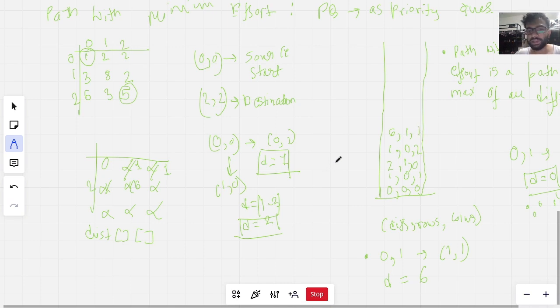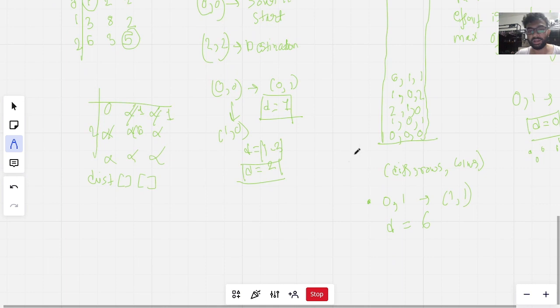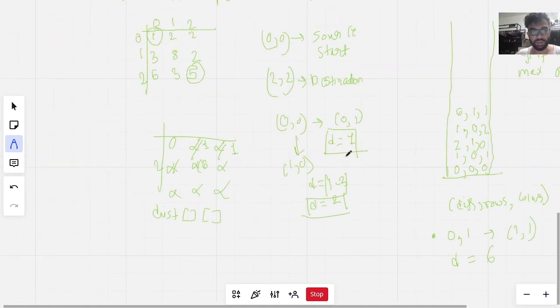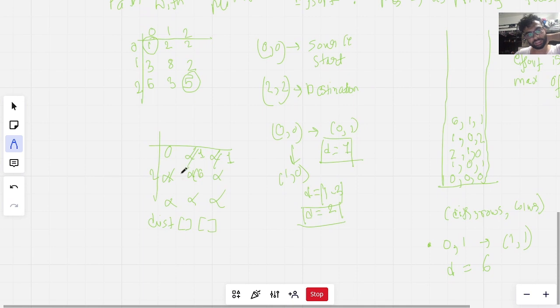Now let's come to another iteration, which is 5. Say for example we are moving from 3 to 5. What will be the minimum difference? 3 minus 5 is 2, so I will write it over here as 2. And again from 3 to 8, say for example we are at coordinate 0, 1 and we are moving to 1, 1. In this particular case there is a difference possible of 8 minus 3, which is 5, and initially we already got 6 in this particular coordinate.